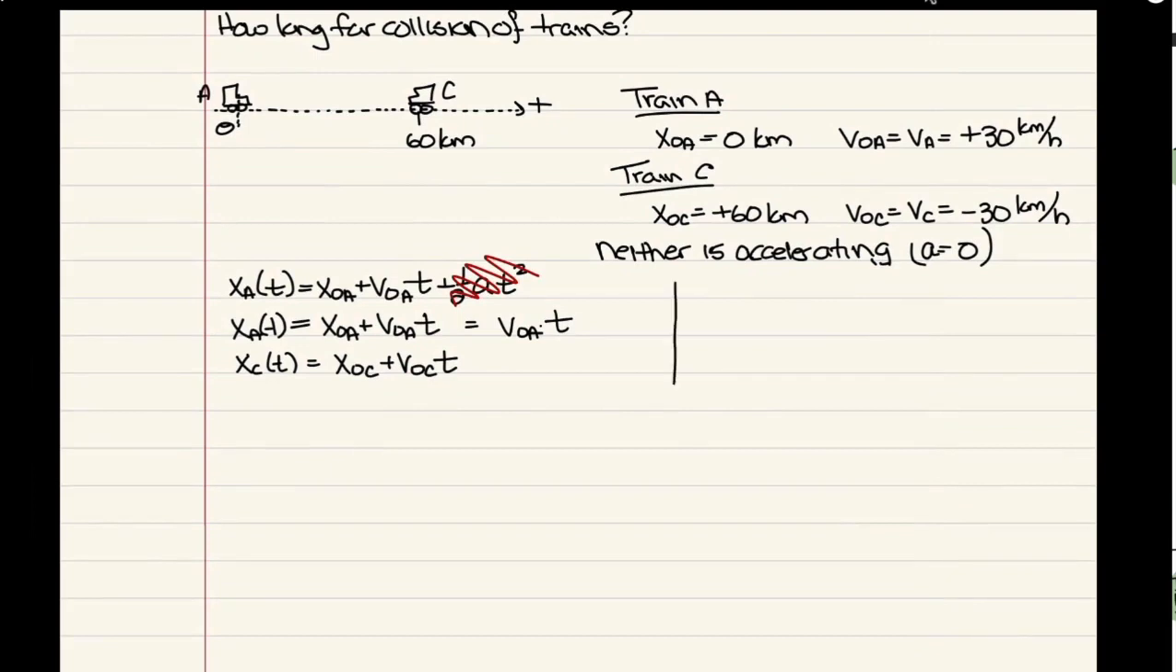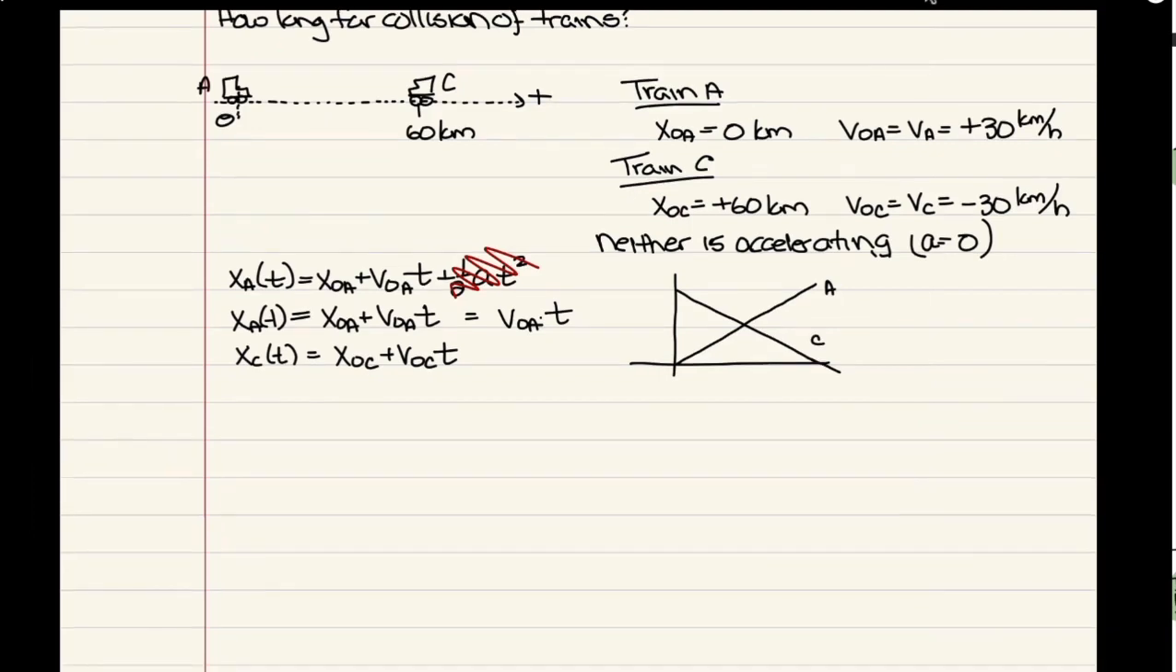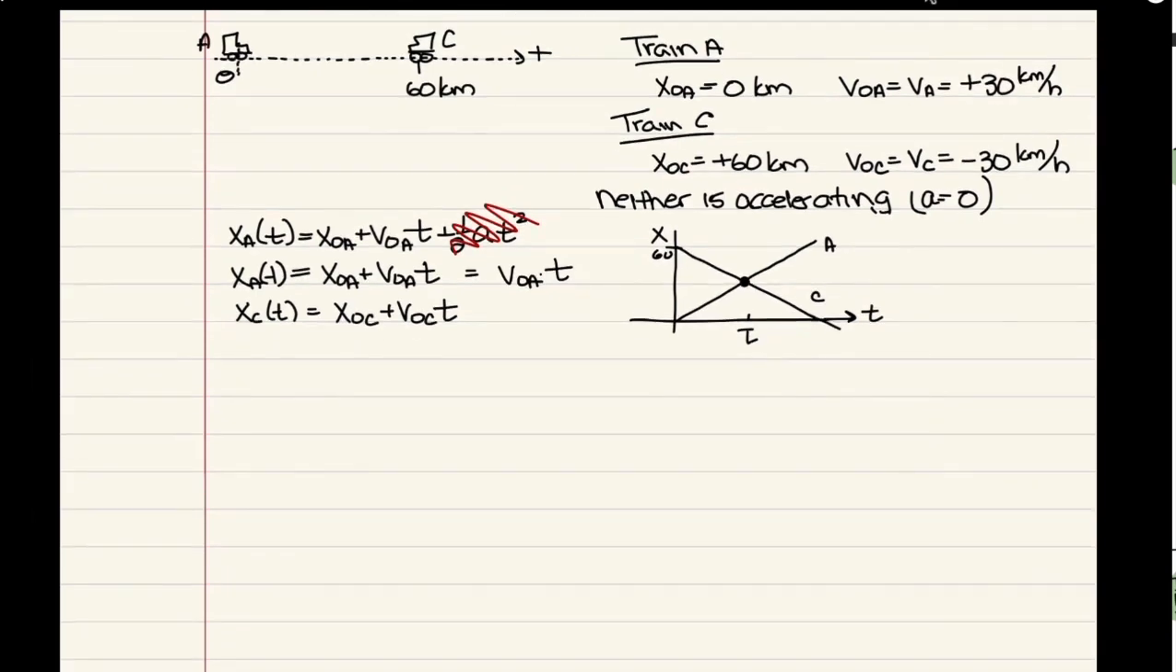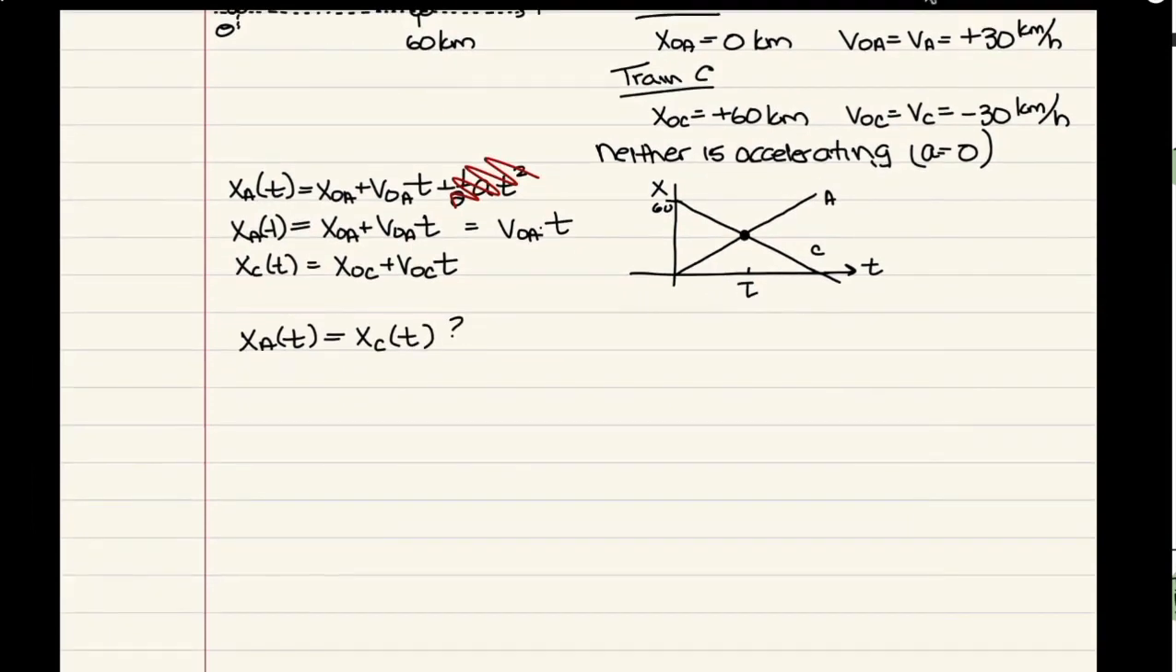We could even graph this if we wanted to. And they're both moving at 30 kilometers per hour, so train A might look something like this. Train C might look something like this. This is t, this is x. And that is this t that we're curious in, because this would be the point where they collide, or they're at the same position on the track. So graphically, that kind of gives us some insight of what we need to do. We're asking, when does the position of train A equal the position of train C? And that occurs at some time t. That is actually the time big T that we're looking for.